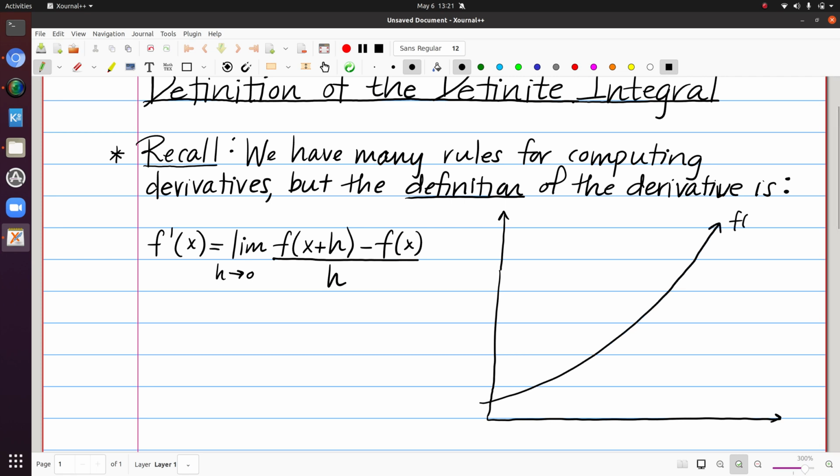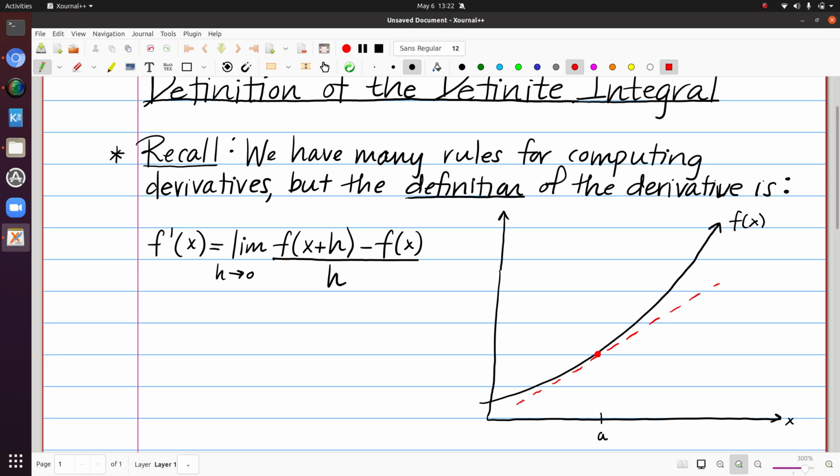If this is f of x, instead of me trying to illustrate f prime of x, let's assume I want to demonstrate f prime of, say, a. So a is a particular value of x. And what we've come to associate visually with the derivative is that we're trying to find the slope of the line tangent to f at a. So the slope of this red line.